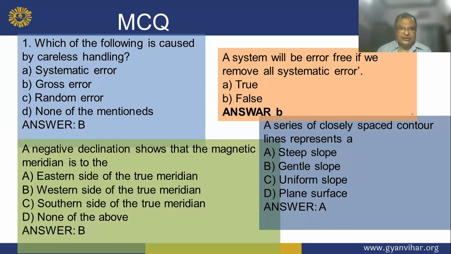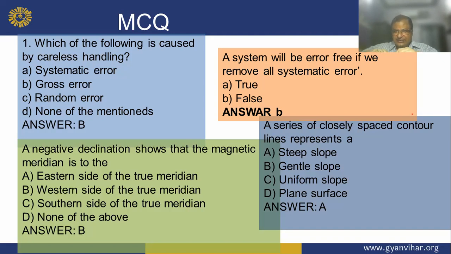Which of the following is caused by careless handling? What is the correct answer? The correct answer is B, cross error. And dear boys, next question: a system will be error free if we remove all systematic errors. Is it correct or not? No, it is false. A negative declination means the magnetic meridian is to the, what is the correct answer? Answer B, western side of the true meridian.